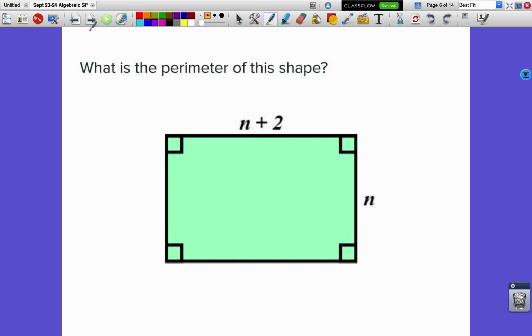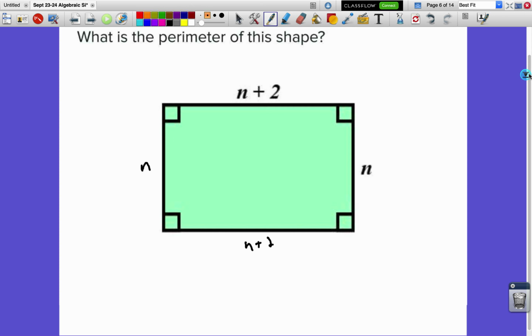Okay, I got a couple more of these. What's the perimeter of this shape? Well, this is a rectangle, and we are assured that it's a rectangle because we can see the right angle measures. That means that even though these two sides aren't labeled, we can now go ahead and label them because the rule is in a rectangle, the opposite sides have the same length. So if this is an n over here, then this must be an n over here. If this is an n plus 2, then this must be an n plus 2.